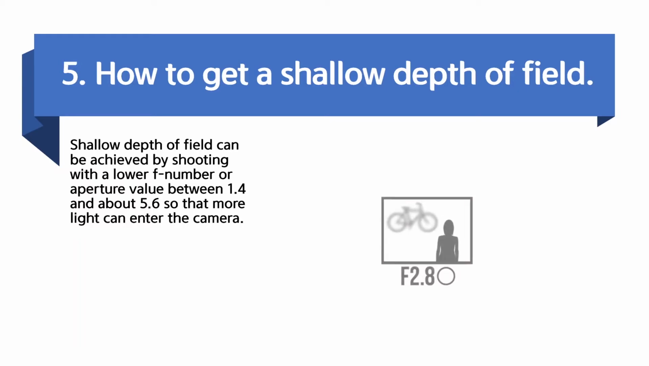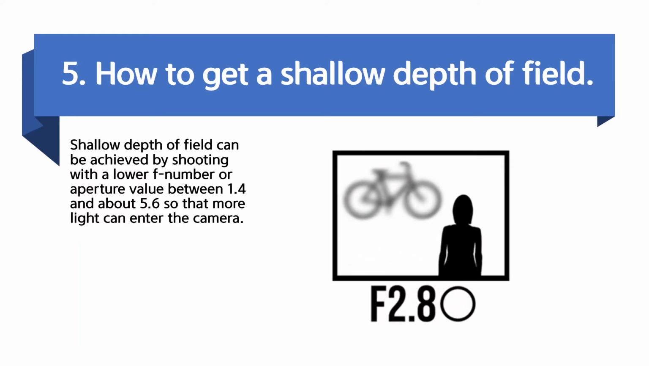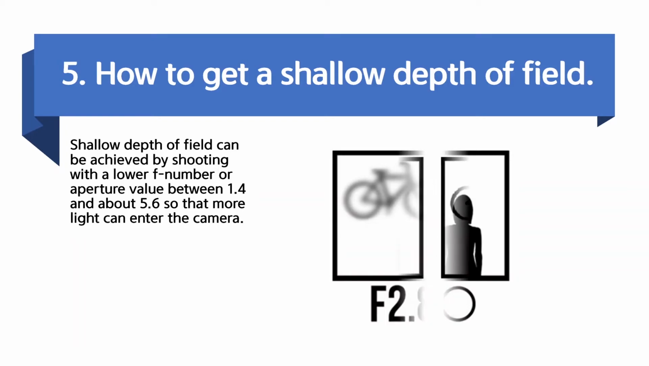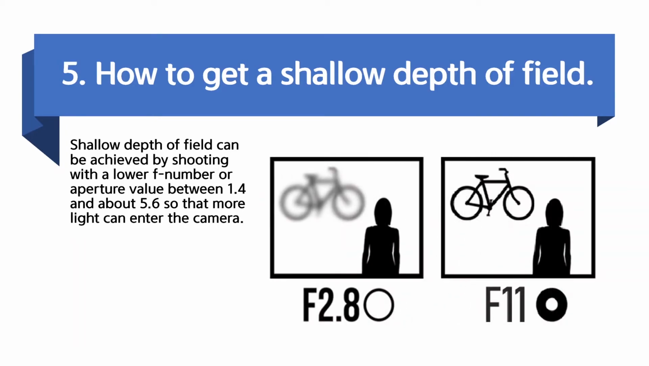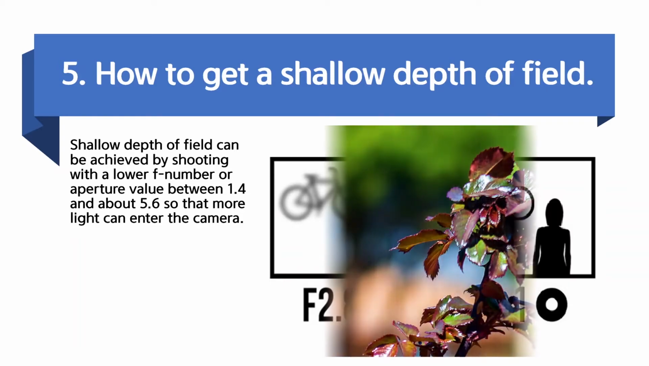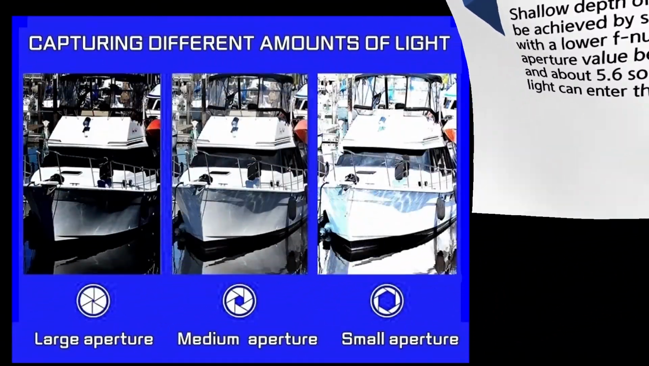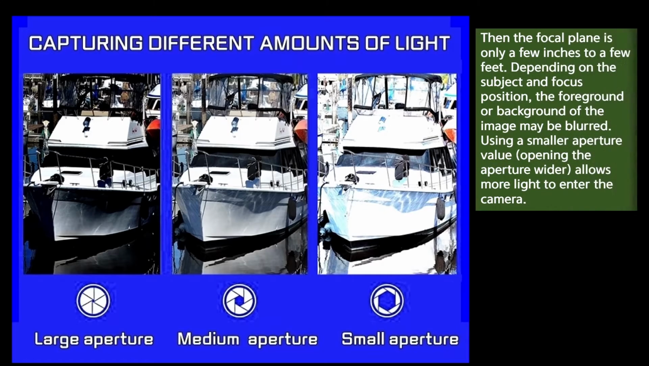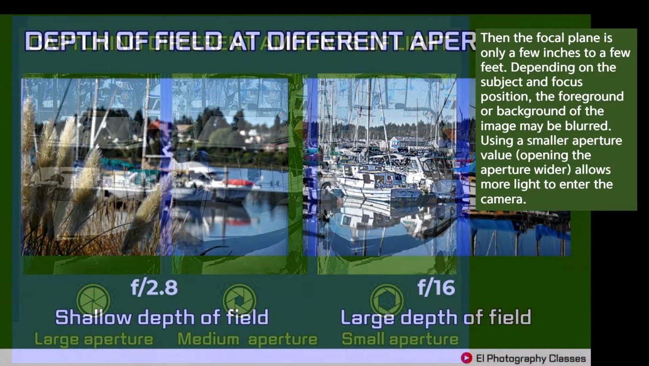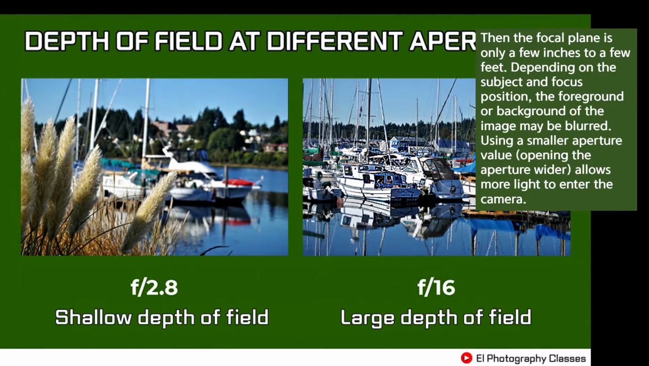Five, how to get a shallow depth of field. Shallow depth of field can be achieved by shooting with a lower f number, or aperture value, between f/1.4 and about f/5.6, so that more light can enter the camera. Then the focal plane is only a few inches to a few feet. Depending on the subject and focus position, the foreground or background of the image may be blurred.